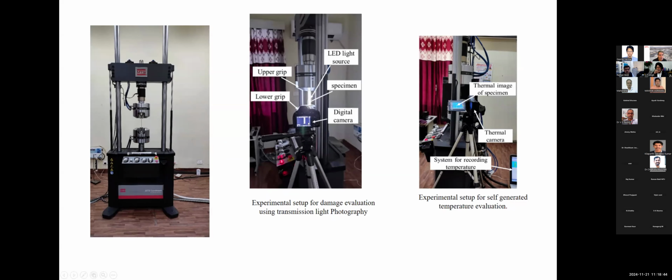In this particular project, what we have done is that we have measured the damage evolution using transmission light photography, using a light source at the back of the sample and using a digital camera. And simultaneously, the damage evolution has also been studied using temperature measurement of the surface of the sample using an IR image analyzer along with an IR camera. So that software along with the hardware has helped us to find out the temperature rise that goes on during the cycling of the sample.